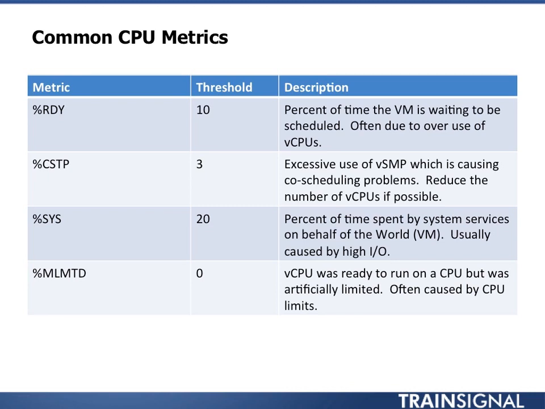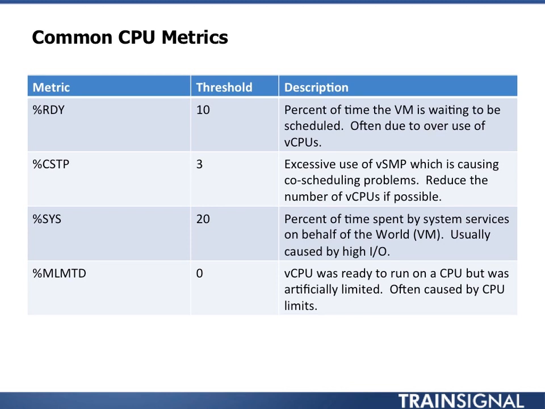It's saying, look, it's having to do switches, it's having to do multiple vCPUs, it's having to do scheduling. You want to see this under 3%. Just something as kind of a good rule here. Then you have percent system, percent of time spent by system on behalf of the world, or basically the VM, usually caused by high I/O.